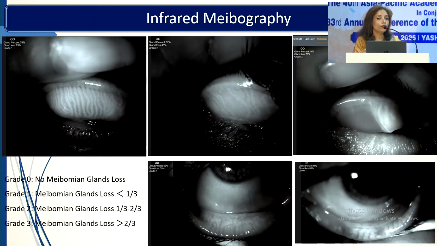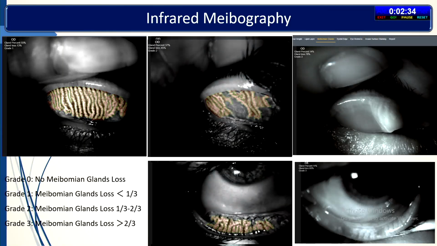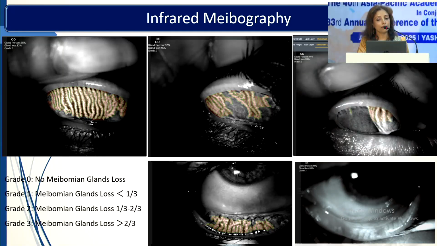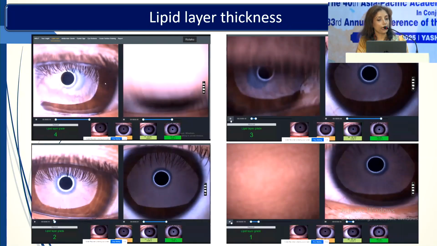Infrared meibography is based on the autofluorescence of healthy meibum when infrared light falls on it, and it is captured by a coupled camera. The first image is what you get, and then an AI image is imprinted on it, and you can know about the amount of gland loss or gland dropout. The first picture is a normal meibomian gland. The second one is a grade 2 MGD with about 40% gland loss. And the third is grade 3 MGD with around 70% gland loss.